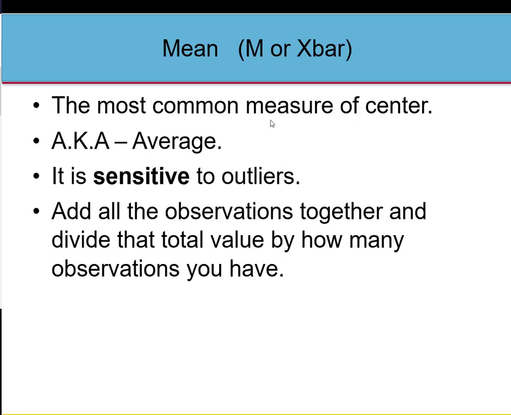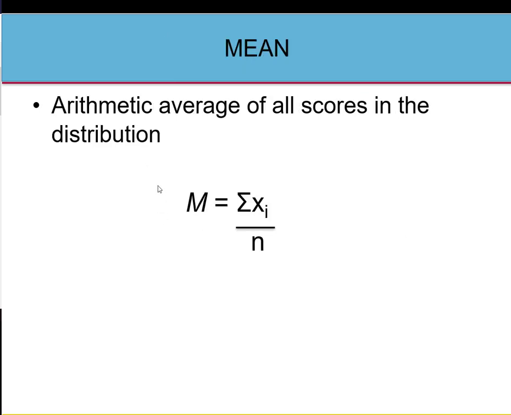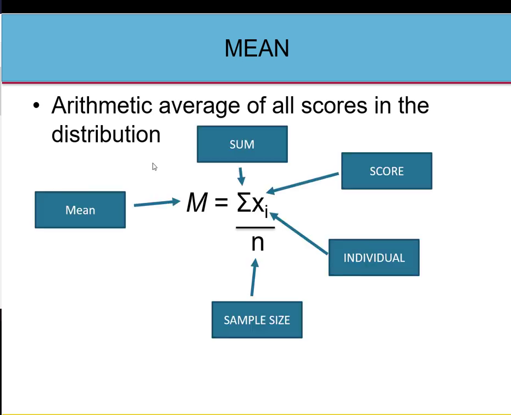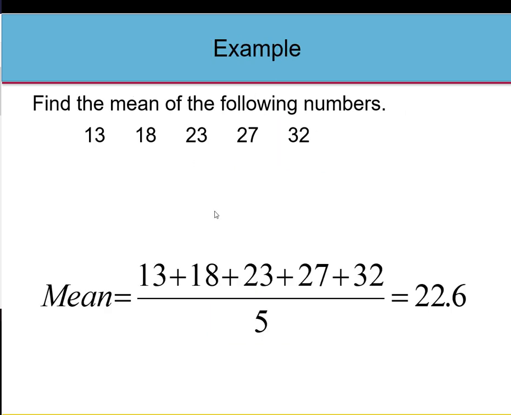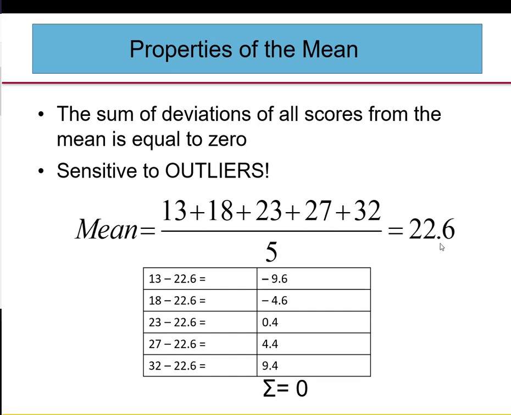The mean is the most common measure of center, but it's also called the average, but it's very sensitive to outliers. You add them all together and you divide the total by how many observations you have. And this is how we do it statistically, how we write it out, and I'll show you the next one. So here's the mean. This means sum each individual score, and then divide by the sample size. So if we have these numbers, I add them all up and divide by 5, and I get 22.6.